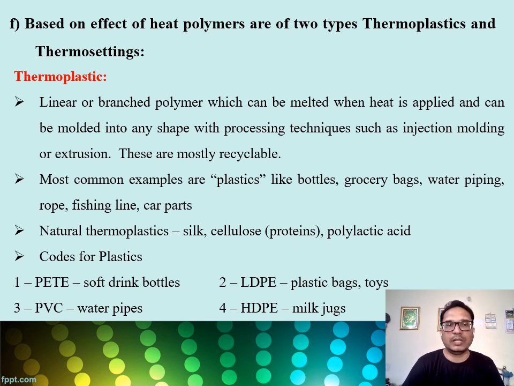The most common examples of thermoplastics are plastics like bottles, grocery bags, water piping, rope, fishing lines, car parts, etc. Silk and cellulose, polylactic acid, etc., are the examples of natural thermoplastics. Different codes are used to represent these thermoplastics like PETE, which will be labeled on the soft drink bottles, LDPE, which will be used for plastic bags, toys, etc., PVC for water pipes, and HDPE for milk jugs.